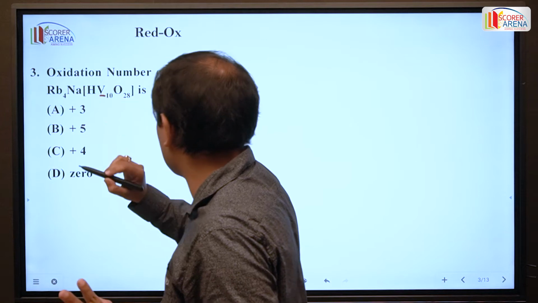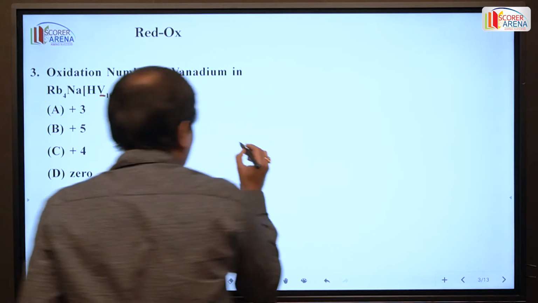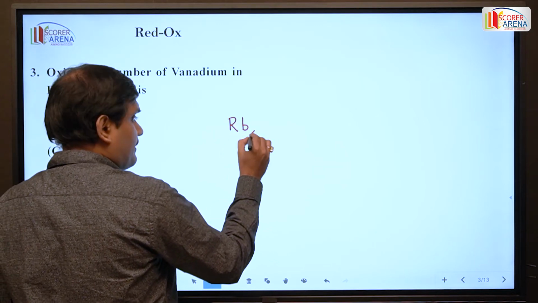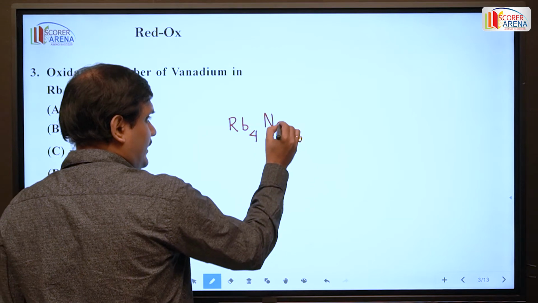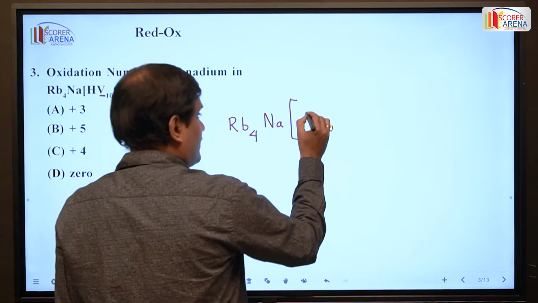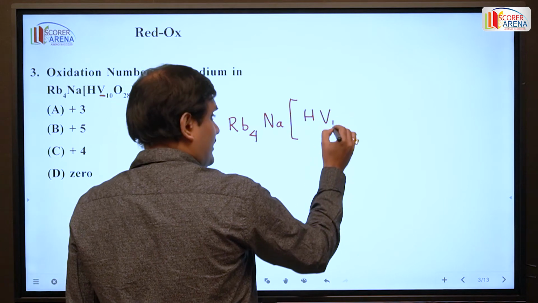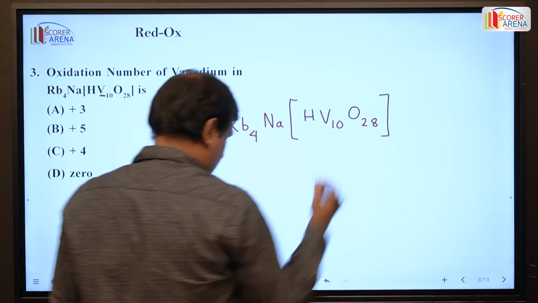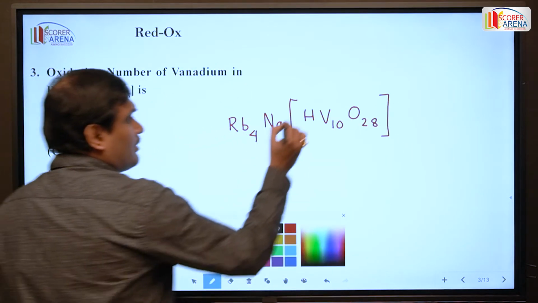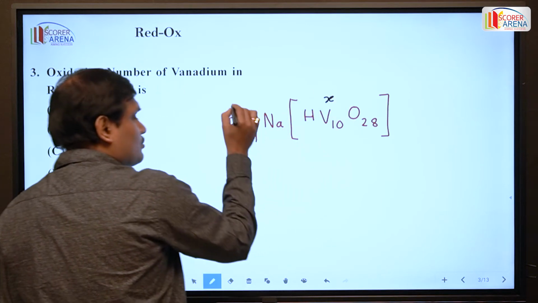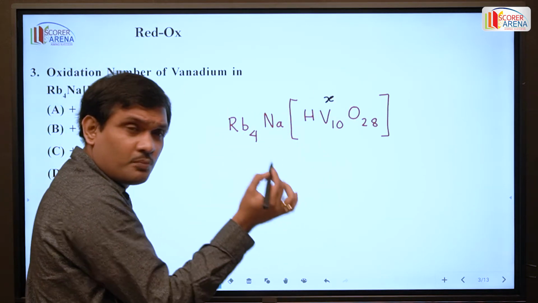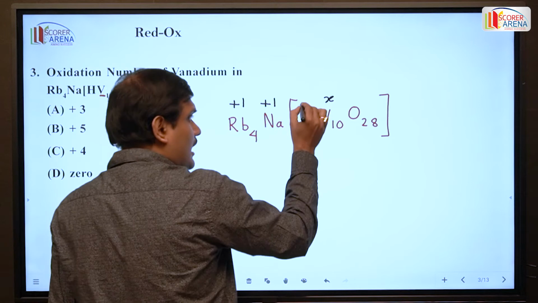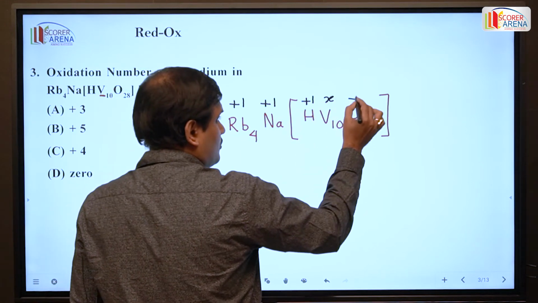Since we have to find out the oxidation number of vanadium, I am rewriting it. It will be Rb4NaHV10O28. So let us try to apply the same concept. Here vanadium is taken as X. Rubidium and sodium are group 1 elements, so it will be plus 1. Sodium, again plus 1. Hydrogen is plus 1. Oxygen will be minus 2.